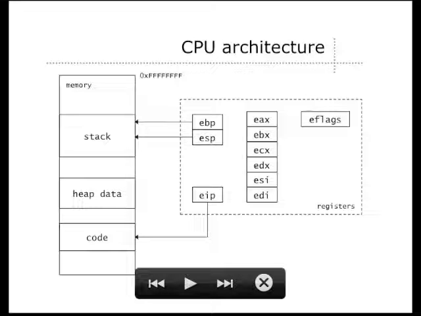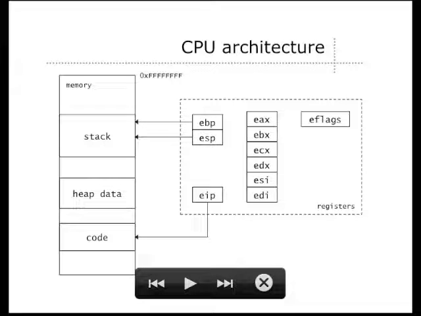You have registers. The registers are single elements of the CPU that store values. They're 32-bit long, so they can only store one 32-bit integer in each register. You have the EBP and ESP registers, which usually point to the stack. ESP is the stack pointer. It shows you where the current end of the stack is. So when you add data on the stack, the ESP register kind of moves down, and then when you remove data from the stack, it moves up.